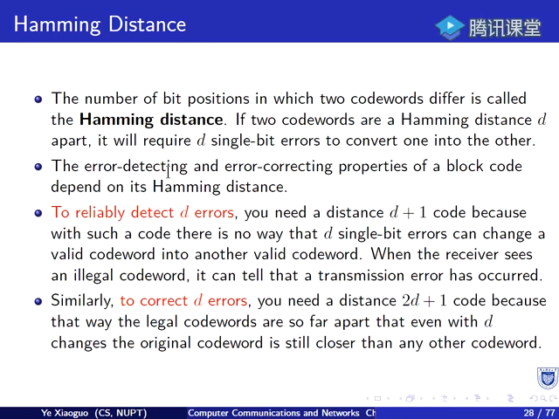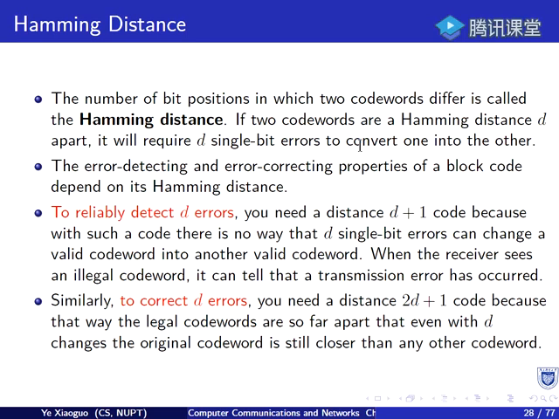The error detecting and error correcting properties of a block code depend on its Hamming distance. So the concept of Hamming distance is important for determining how to design the error detecting code or error correcting code.